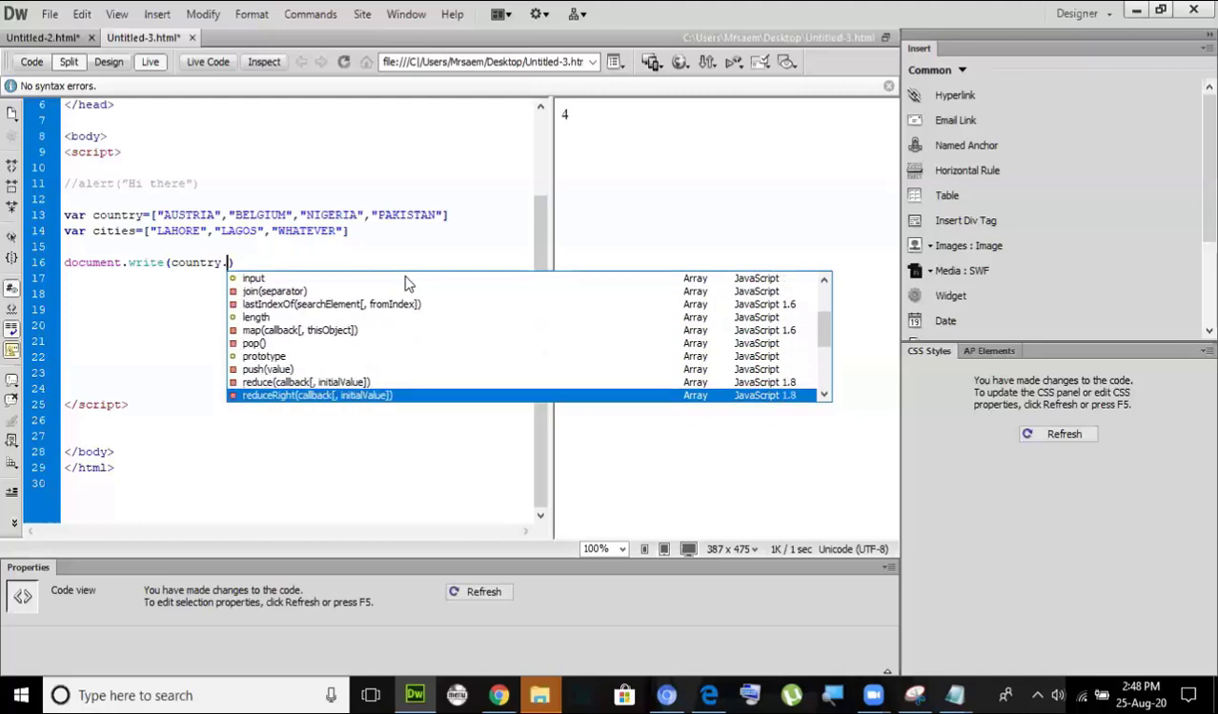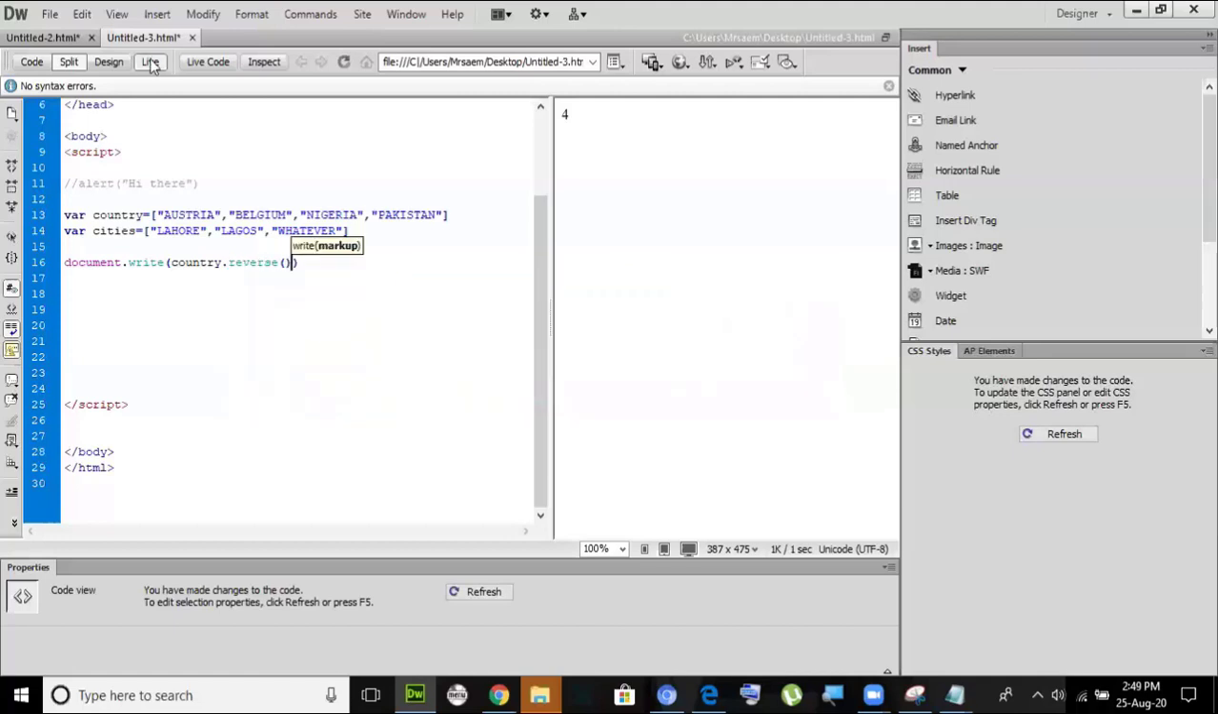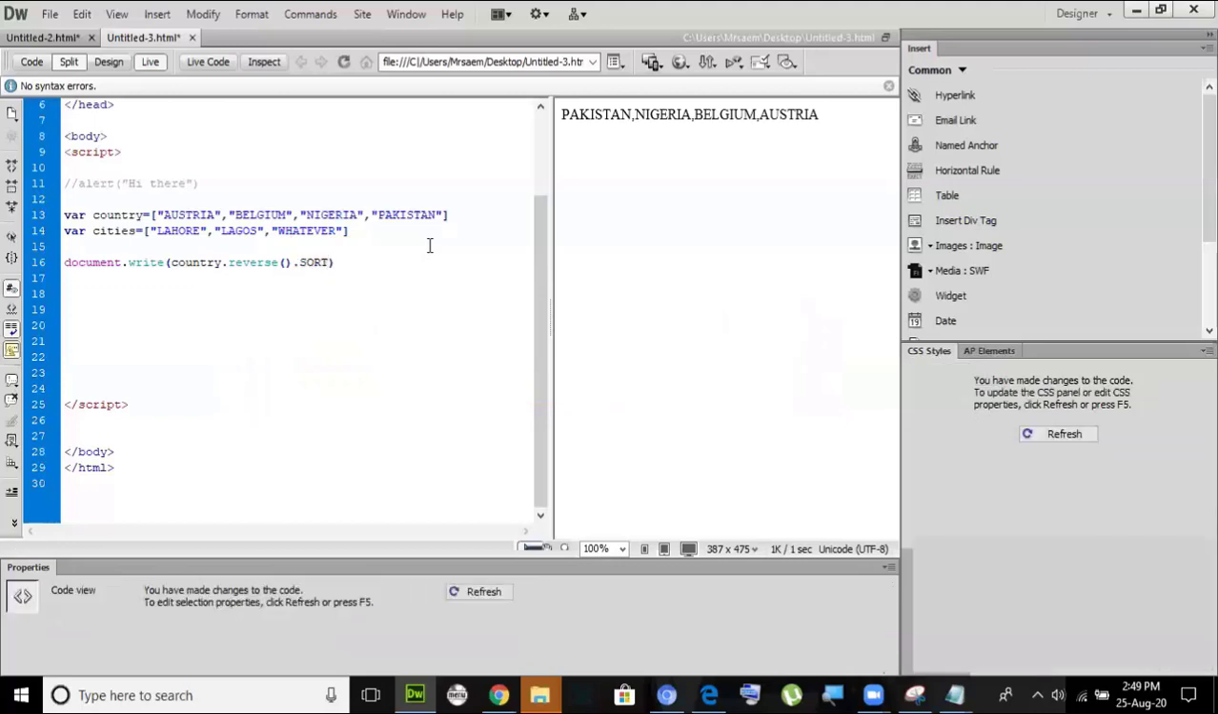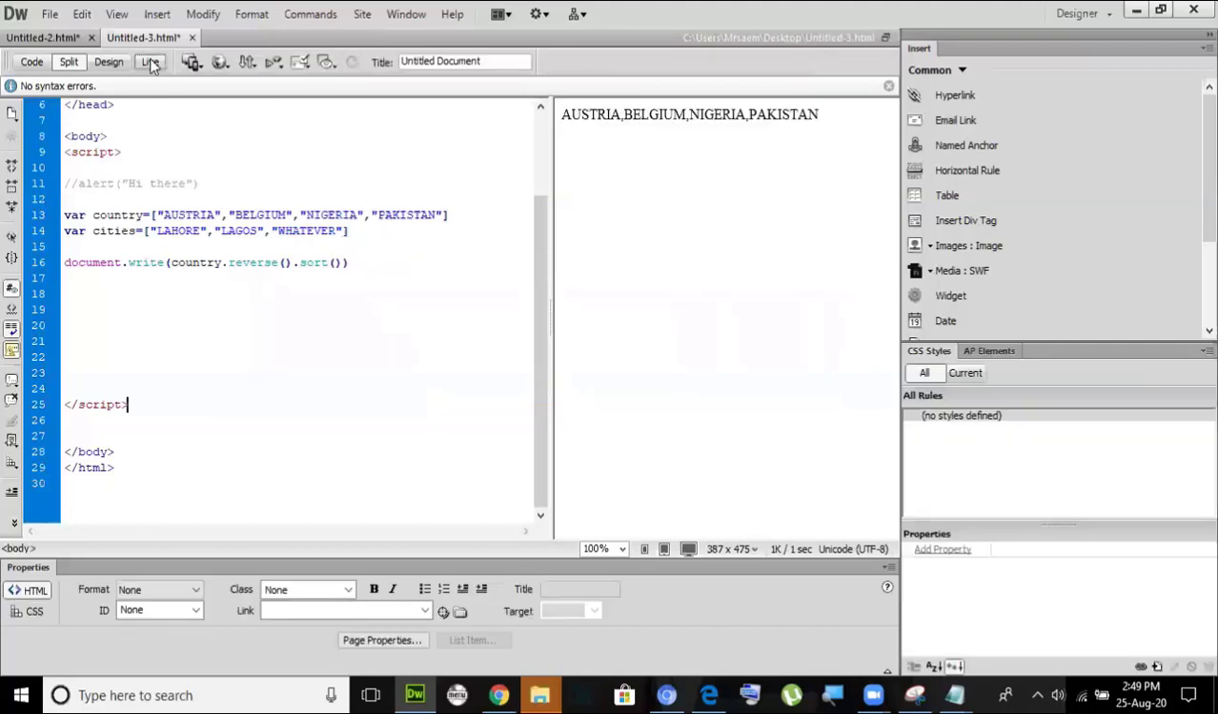So we are where? Reduce, reverse, yeah, one should know. Whatever I've written, they will be displayed in the reverse order. So if you want to reverse the order, you can do that. You can even use dot sort here. Oops, not in capital. It should work. It should sort it out. So it's in the descending order now.